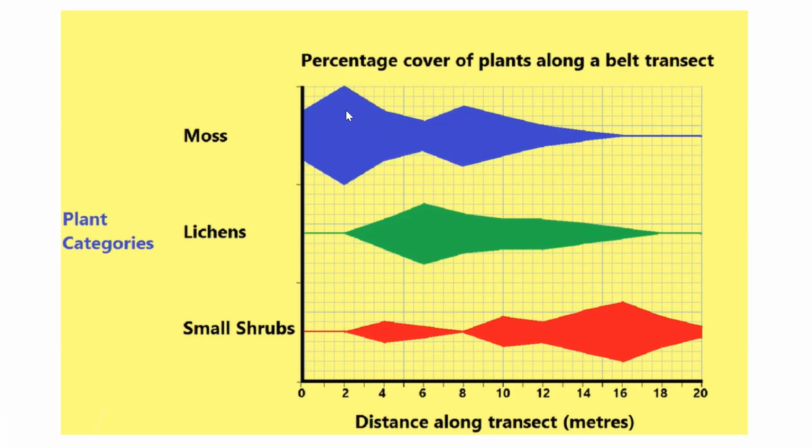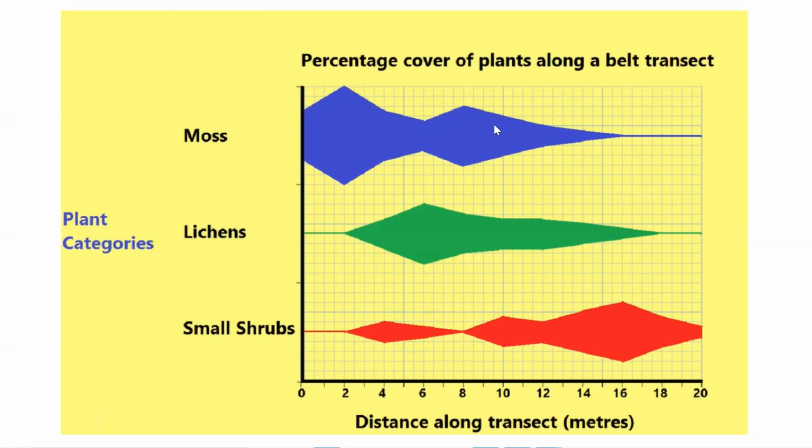So my kite, after plotting everything, this is how my kite diagram for moss, lichen and shrubs will look. But this time, this is not showing me species frequency. This is showing me percentage cover at every 2 meters. Take a few seconds to just look at the graph and see which species percentage cover is highest. So you can't say overall percentage cover of one species is more because it's varying with distance.